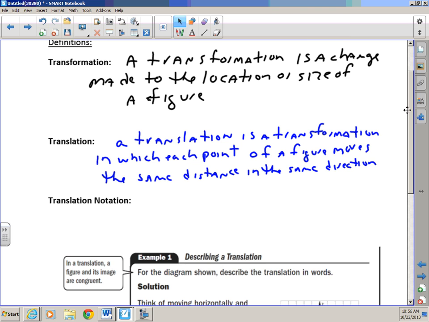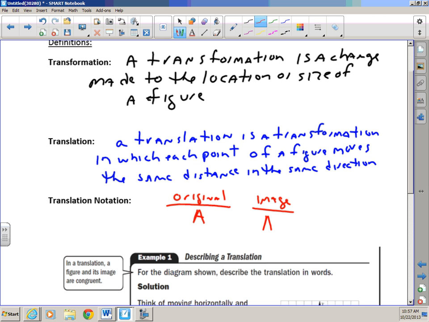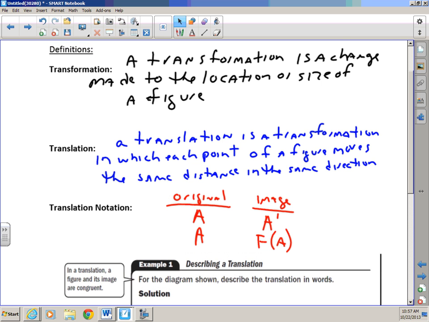Okay? The notation that we use, we say we have an original figure and its image, a before and after. So if the original figure is A, we call its image A prime. That's what the single apostrophe stands for, prime in math. Or we can also say F of A. It's just notation that is used to indicate which one is the before and which one is the after. Okay? So, let's take a look at the first example.